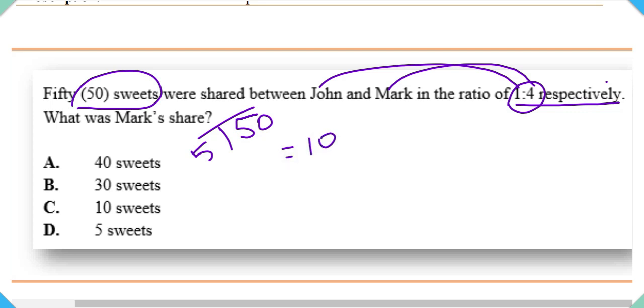So 1 portion is equal to 10 sweets. So if John got 1 portion and Mark got 4 portions, it means that John would get 10 and Mark would get 40. Yeah? Because 4 times 10 is 40. So our answer is A. Let's move on to the next item.